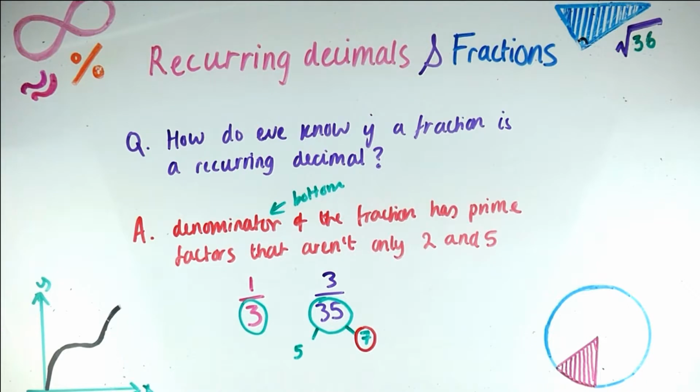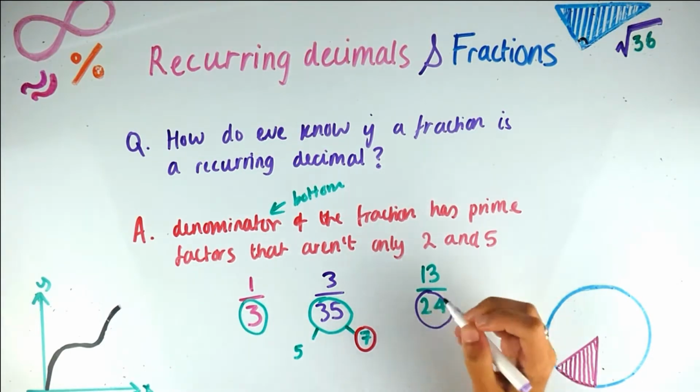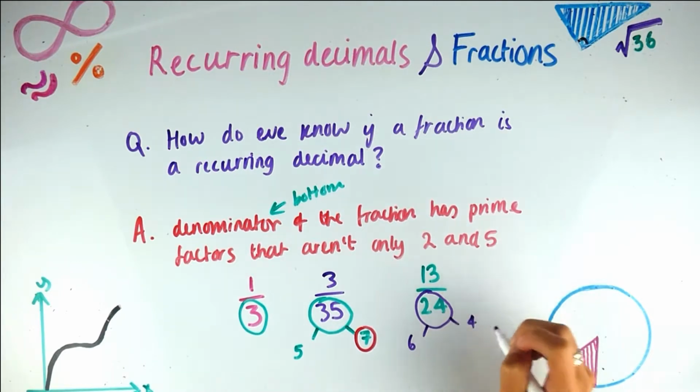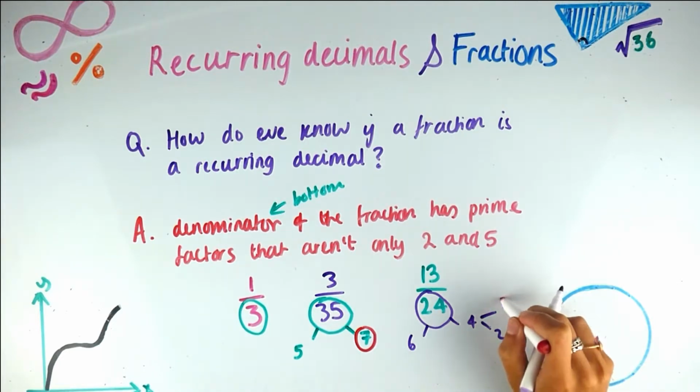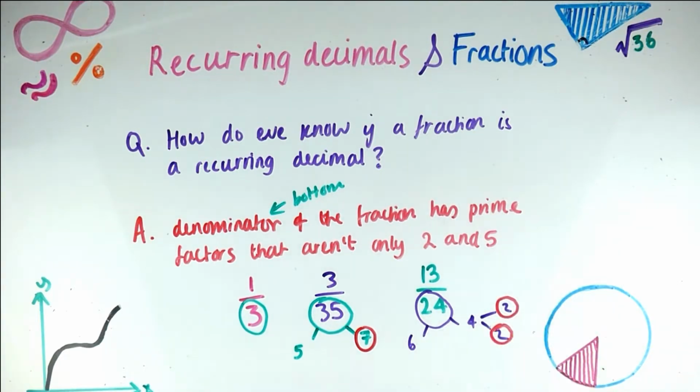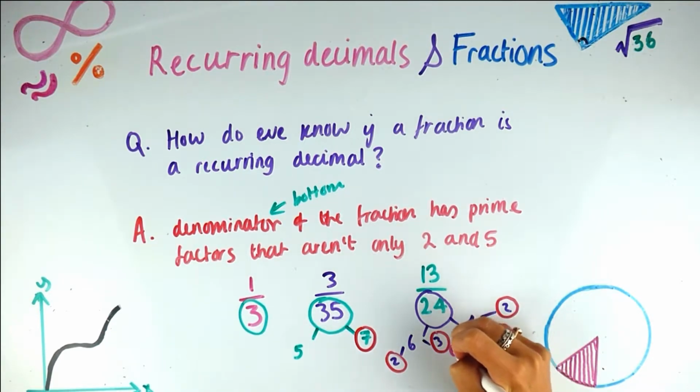Now let's write down another example. 13 over 24. Is this a recurring decimal? Let's have a look at the denominator and what the prime factors are. 24 is 6 multiplied by 4. 4 is 2 multiplied by 2. We're just doing a little impromptu factor tree here. Circle those because they're both prime, and 6 is 3 multiplied by 2. Circle those because they're both prime. So does it have a prime factor that isn't 2 or 5? Yes, it does, because 3 is in there. So therefore, it's a recurring decimal.